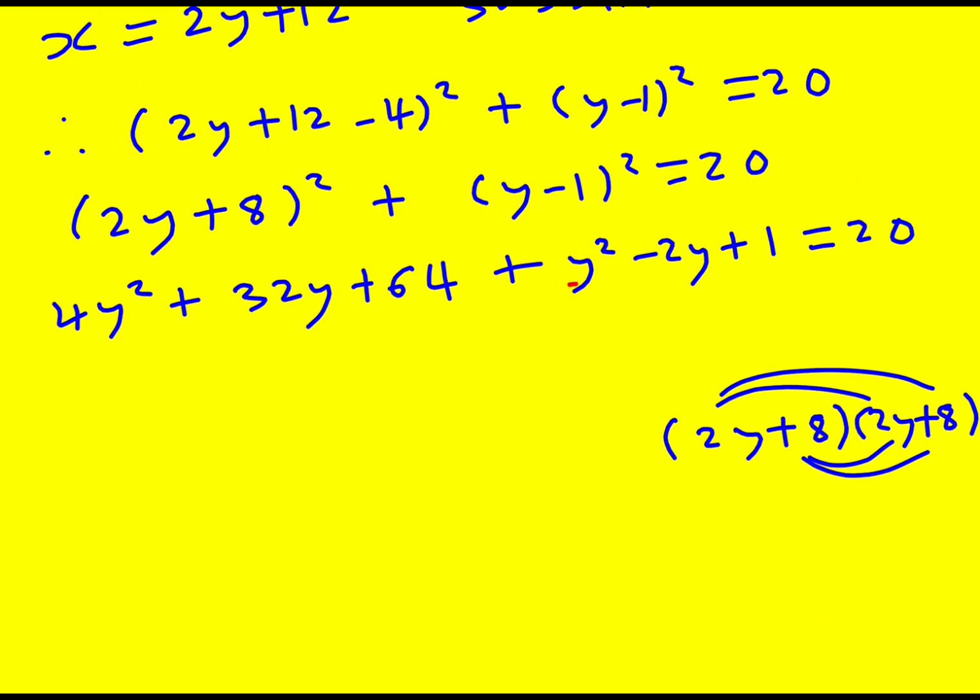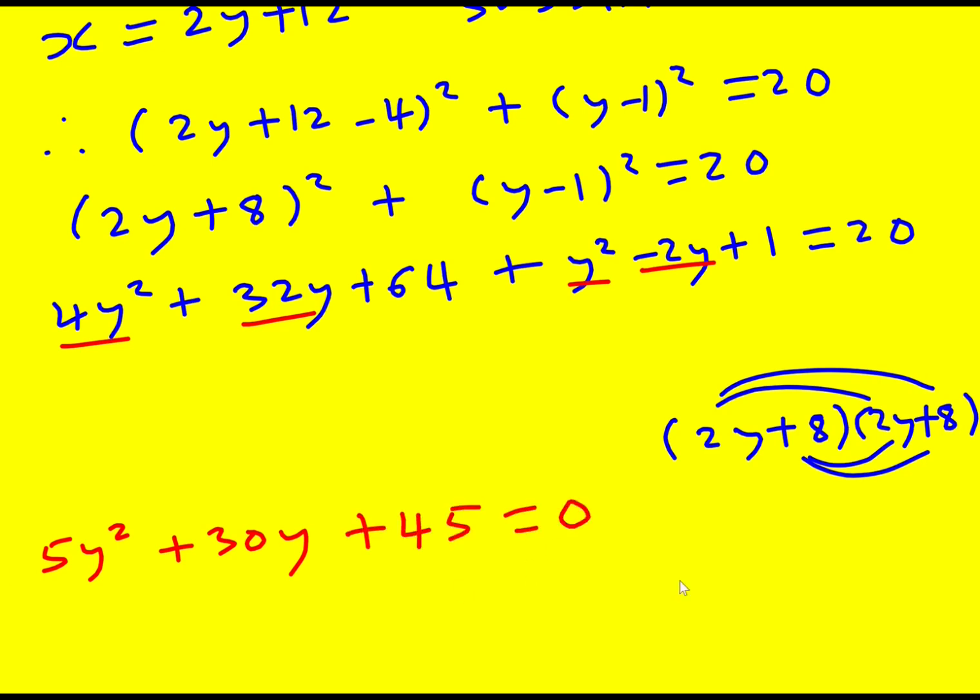Right, I'm going to bring together my y squared terms. So I'm going to get 5y squared. And then I've got 32y minus 2y. That's going to be plus 30y. Common factor of 5 so far, by the way. And then 65 minus 20 is going to be 45.